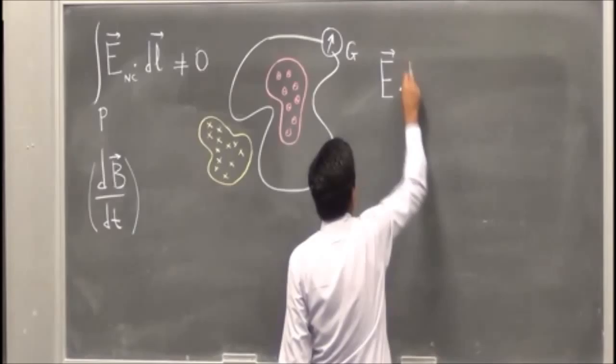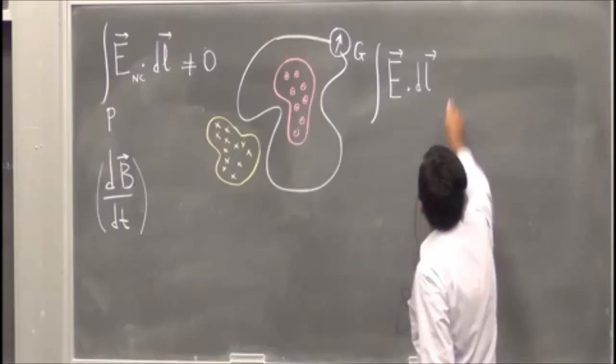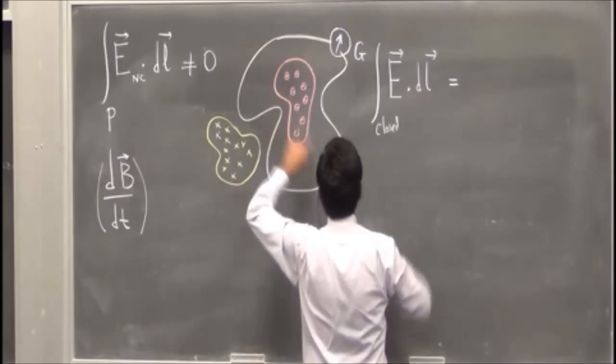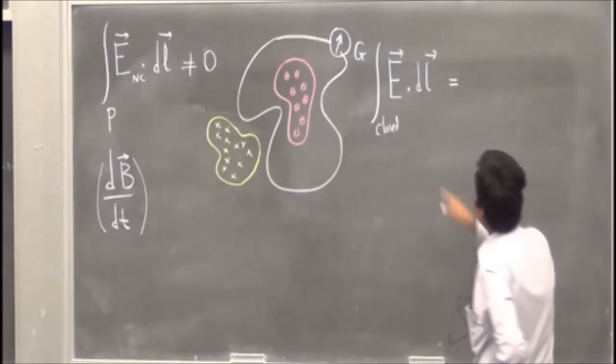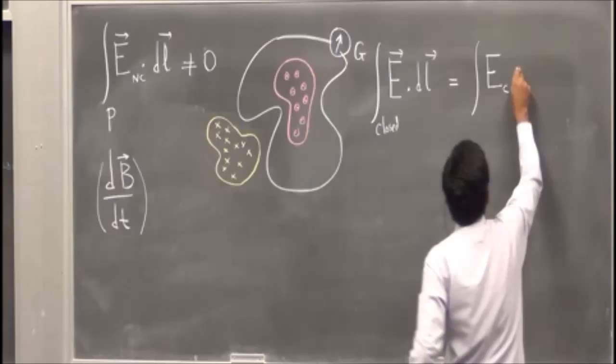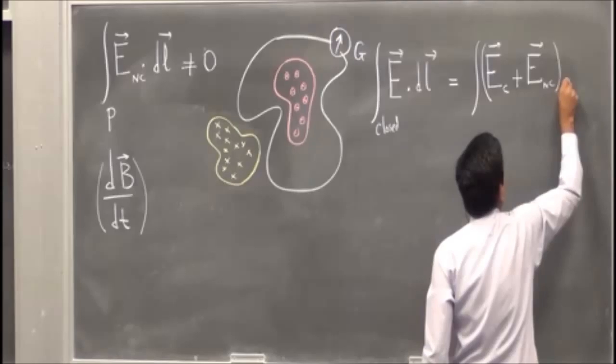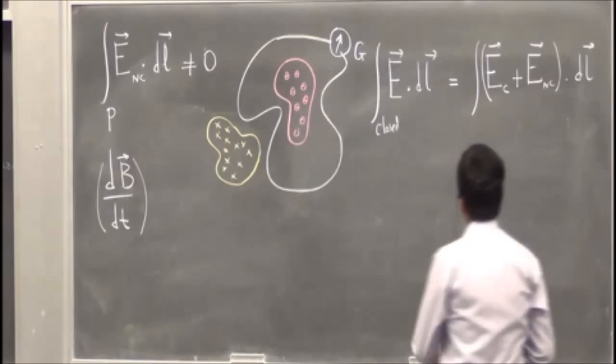So Maxwell from this observation noted the following. If I have an electric field dotted with dl, okay, now, an electric field around a closed path, so this must be a closed path over which you are finding the dot product and integrating. Okay, now this electric field can have a coulombic part plus a non-coulombic part.